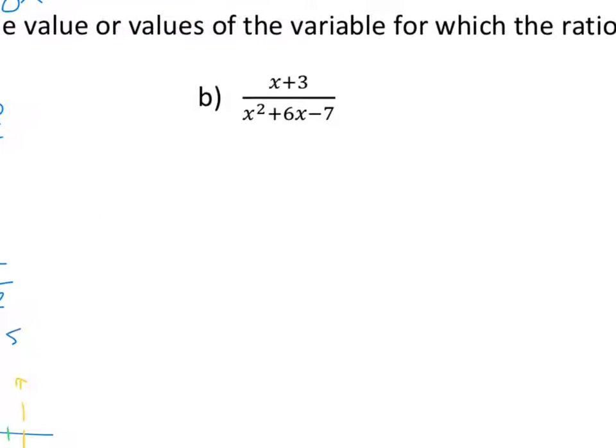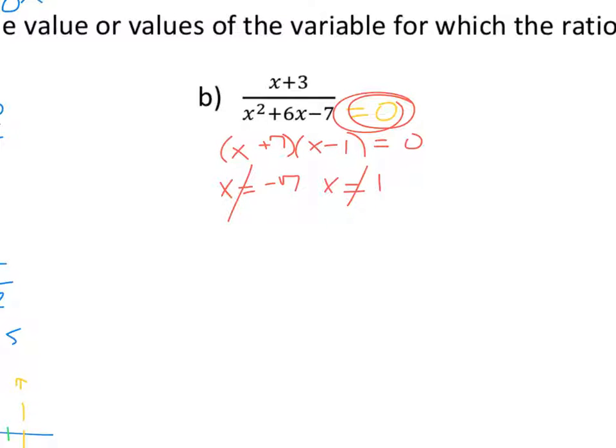Okay. So I'm going to do it again with this one. I'm going to set the bottom equal to 0, and I'm going to factor this one because it's a trinomial. So x and x, the factors of -7 that add to 6. Well, the factors of 7 are 7 and 1. To get 6, I'm going to have a +7 and a -1. So in this case, there are two values that make the fraction undefined. x cannot be -7, and x cannot be 1. If you plug those in, it would make the bottom equal to 0, which makes the fraction undefined and not a valid fraction.